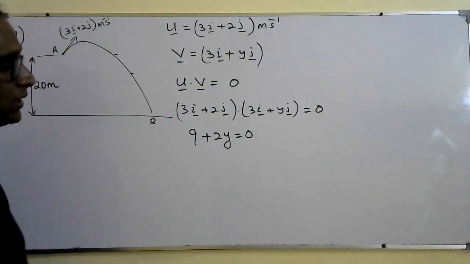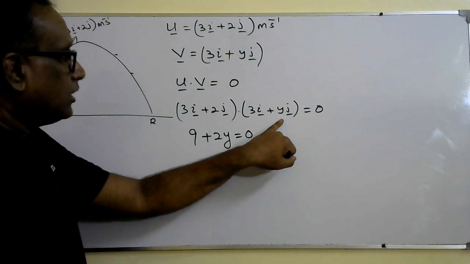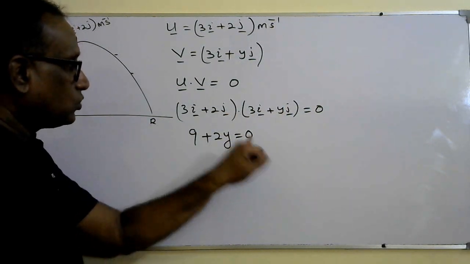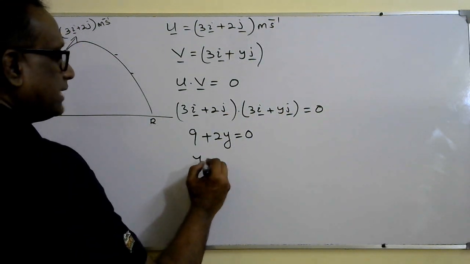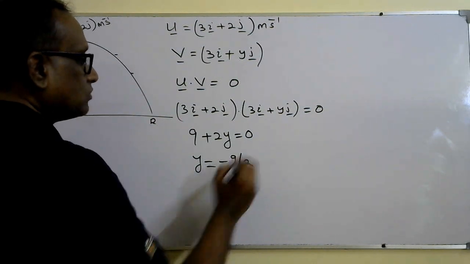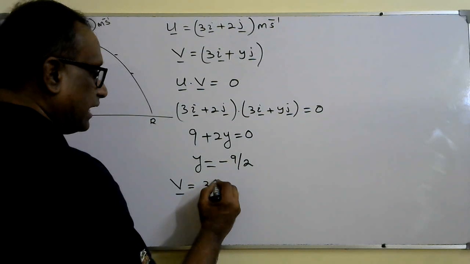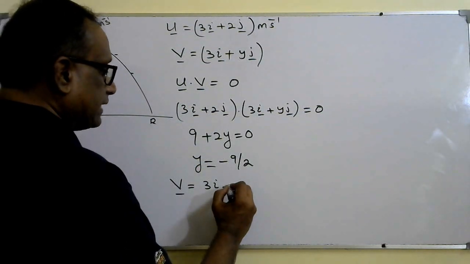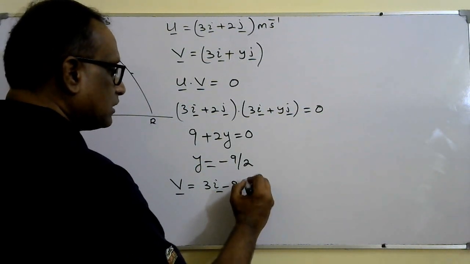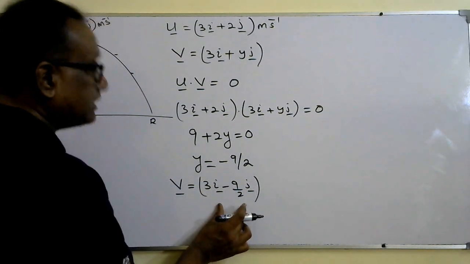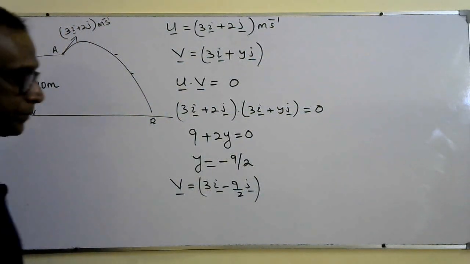into this one gives 2y, j dot j is 1. So 9 plus 2y equal to 0. That means y is equal to minus 9 by 2. So the velocity which becomes perpendicular is 3i minus 9 by 2 j. This is the velocity which is perpendicular to the initial velocity.